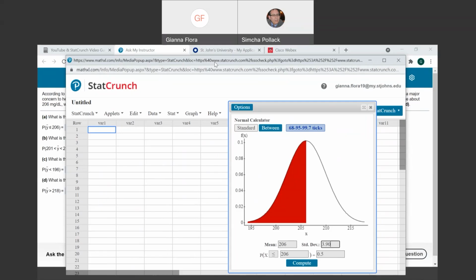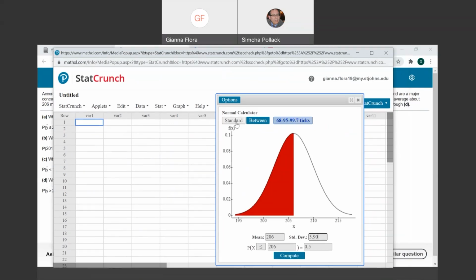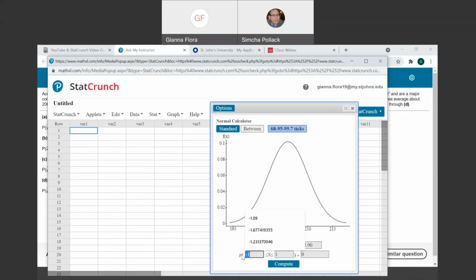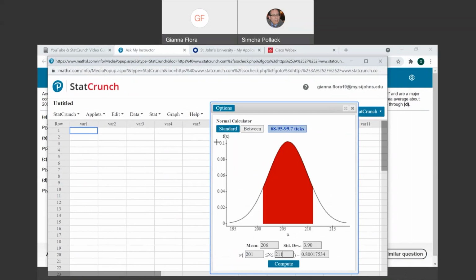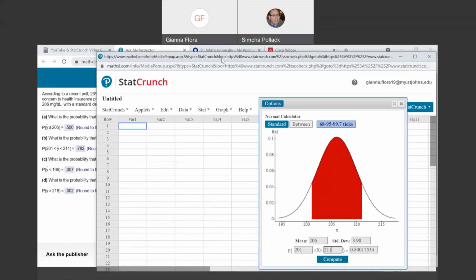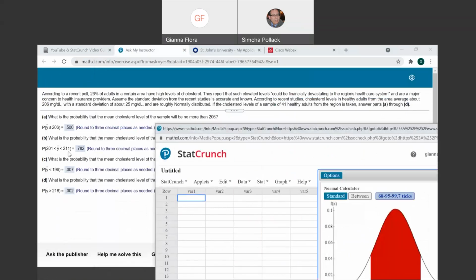Okay, same way. Let me try the between one. Then you've got to go on top and click on between. Now you're going to be typing in two numbers, 201 and 211. That's it. So it's 0.80. But then how come mine is different? Like, as in my answer here. I don't even remember how I did this, but I got 0.782 and it was marked right.